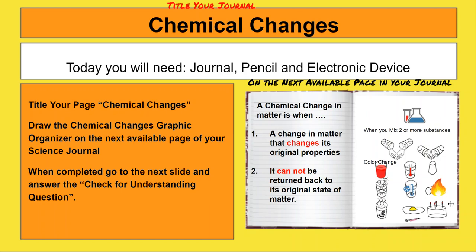And last but not least, a birthday cake. Ingredients for a birthday cake are eggs, sugar, milk, flour. We mix them all together, put them in the oven, and we have a cake. This is evidence of a chemical change.